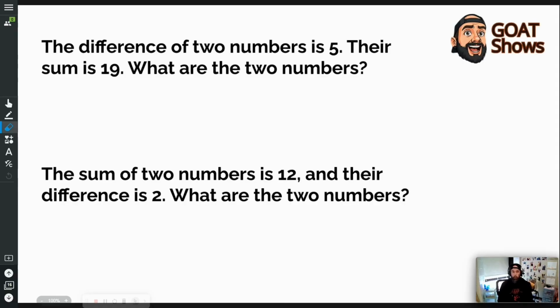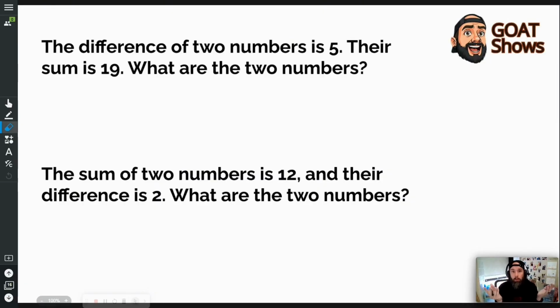This is a different type of problem. The difference of 2 numbers is 5. Difference means minus. Okay. 1 minus the other is 5. Their sum is 19. What are the 2 numbers? So basically, if I take 2 numbers and subtract the big minus the small, I get 5. If I add them up, I get 19. What are the 2 numbers?